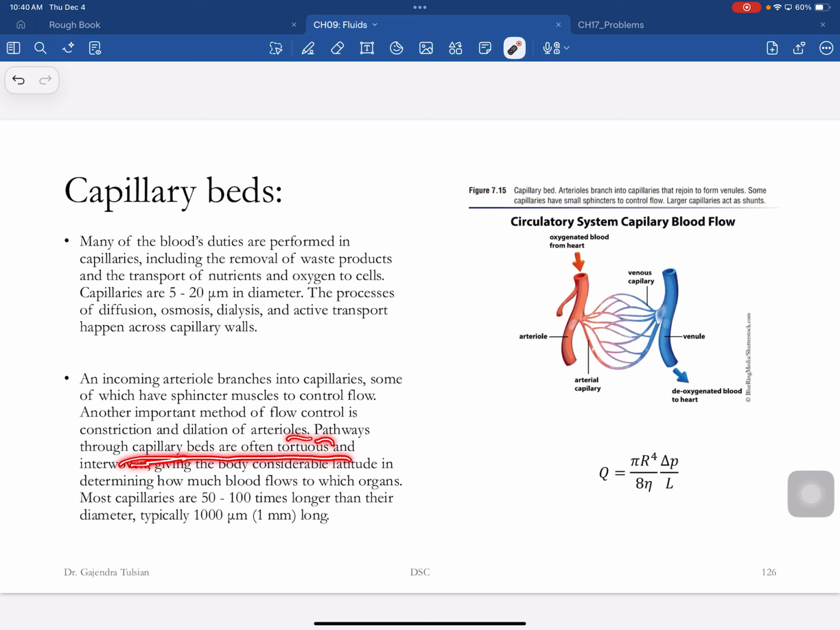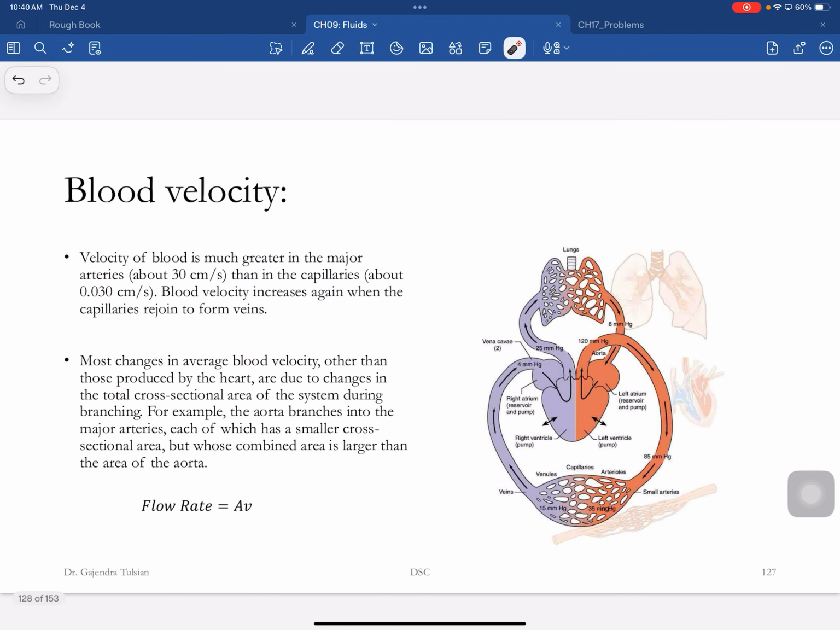Pathways through capillary beds are often tortuous and interwoven, giving blood considerable latitude. Again, I wanted to mention something. The velocity of blood is much greater, about 30 centimeters per second coming out of the aorta, than in capillaries, which is 0.03 centimeters. Blood velocity increases again when the capillaries rejoin in the vein. By the way, it's 30 centimeters per second here, and here it's about 15 centimeters per second because this area is twice that area. So when blood is going back to the heart, it's going at about 15 centimeters a second.